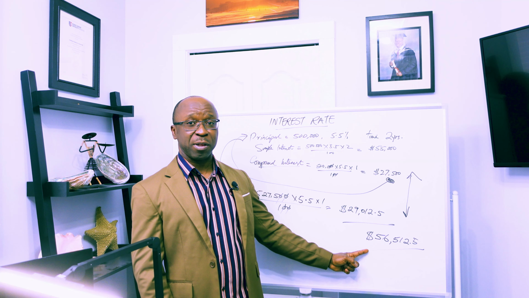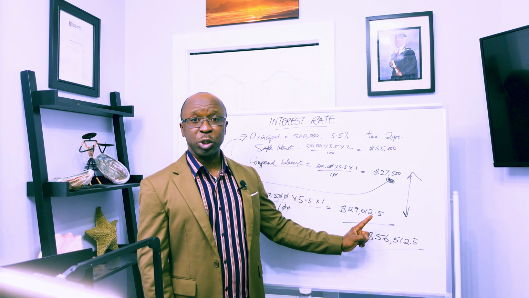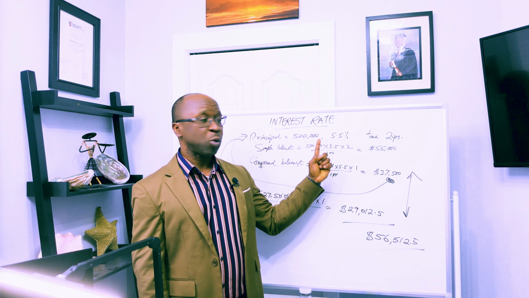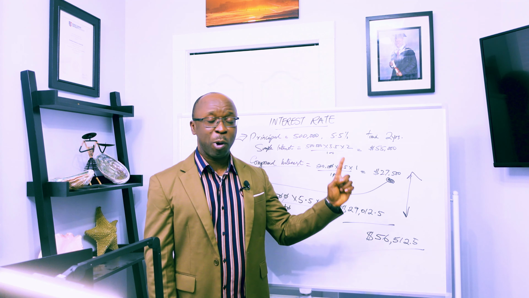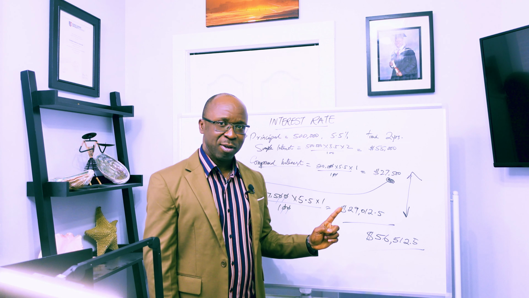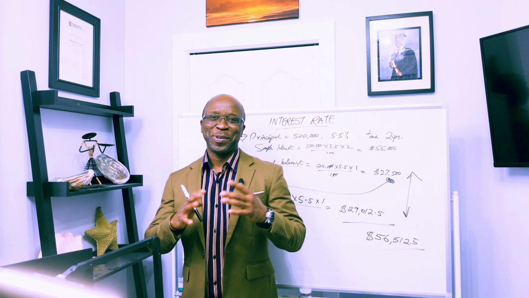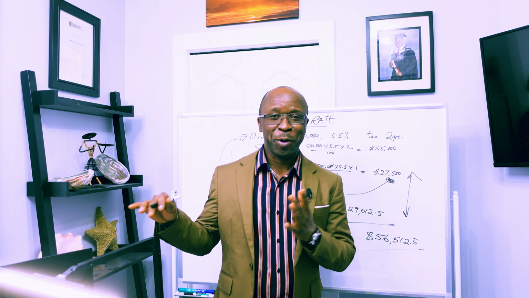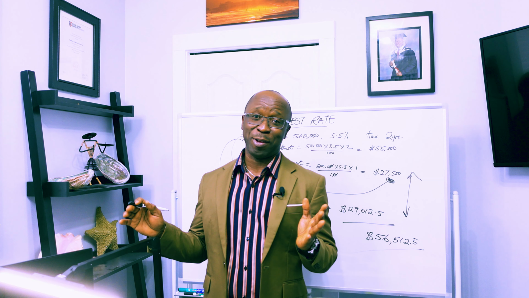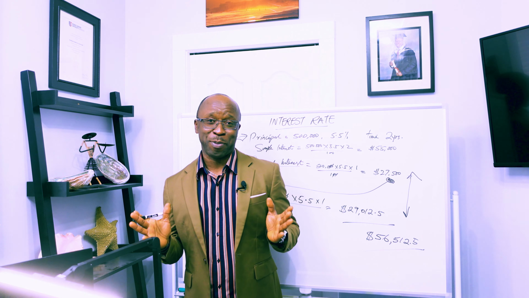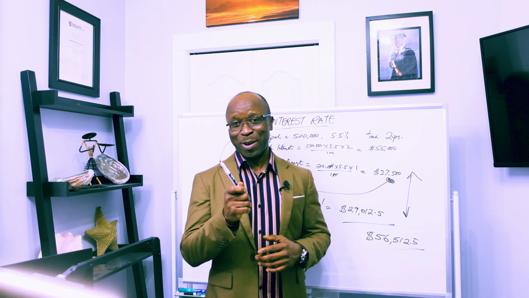Now see the difference in the figures. When we did simple interest for straight up 2 years, we got 55,000. When we did compound interest, we got 56,512.5. So next time, if you want to come and borrow money from me, I'm going to tell you I will charge you at compound interest, so you know exactly what I mean.